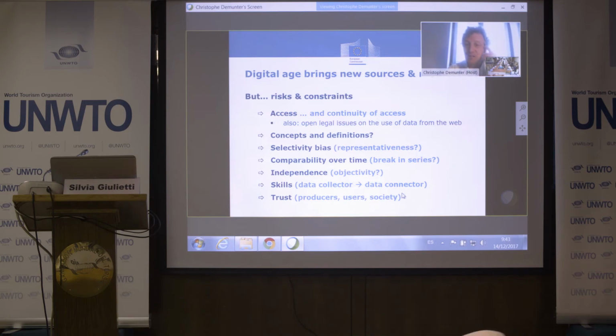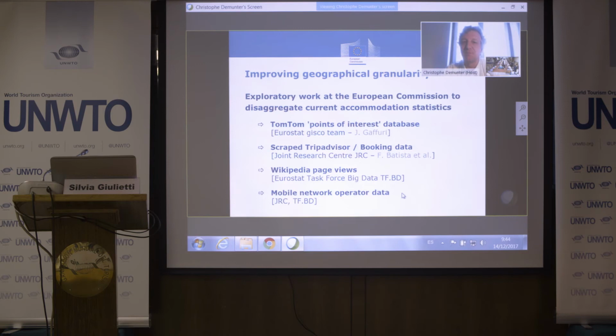Now coming to the topic of the presentation, the geographical granularity. There's quite some work going on at the Commission to disaggregate the accommodation statistics in the first place, because this is where we already have regional data. One study or one set of experiments is using TomTom points of interest. So TomTom, the GPS information, they have hundreds of or millions of points of interest, and many are of course linked to attractions, to tourism-related things, and so on.